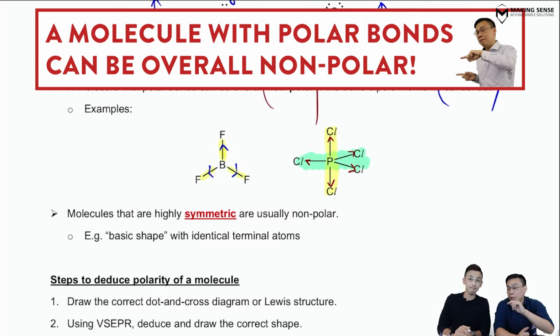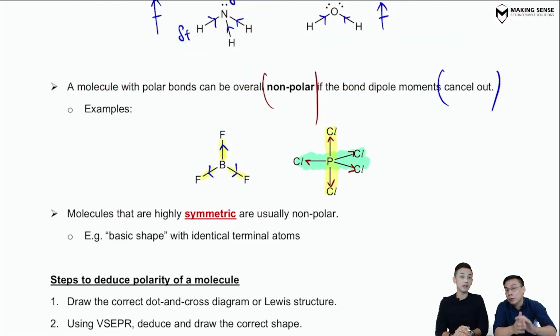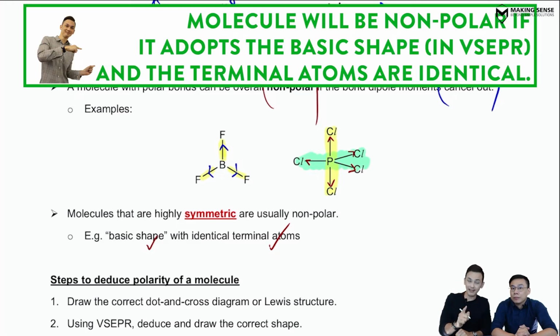So William, do you notice the trick or not? What's the trick? The trick is, if you go back to the VSEPR table, if you look at the basic shapes, as long as the molecule is of the basic shape and the terminal atoms are all the same, the dipole moments will definitely cancel each other out. There will be overall no net dipole, the molecule is non-polar. So that's a shortcut. Just remember, VSEPR table, the basic shapes, they are always going to be non-polar if they have the same terminal atoms.